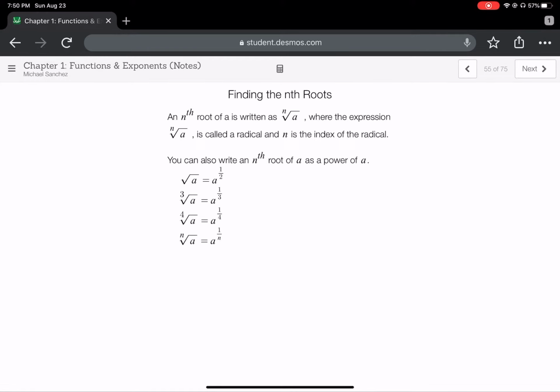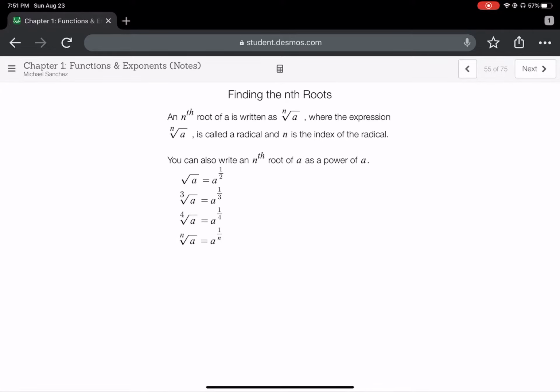So in order to find the nth root, we need to know what it is. An nth root is written as this expression here, which has a little n, a root symbol, and then an a, which is just a representation of a number. The expression is called a radical and n is the index of the radical. So anything that has this root symbol is called a radical, and the little small number that goes in the corner of the root is called the index of the radical.